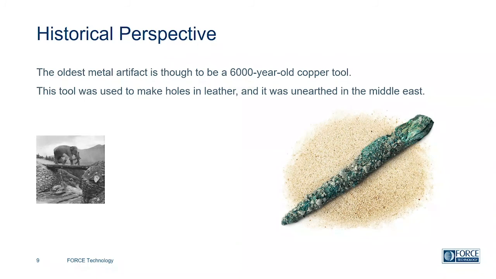If we move on to things that we are more familiar with, metals, recent discoveries tell us that the oldest metal artifact is thought to be about 6,000 years old. This is a tool that was used to make holes in leather, for clothes, and it was unearthed in the Middle East. So that some things are stronger than others, I think we discover this very quickly.